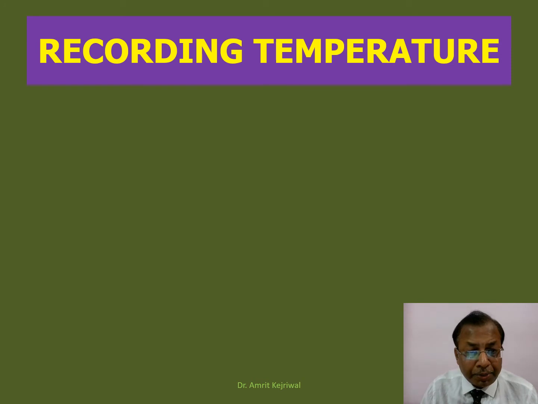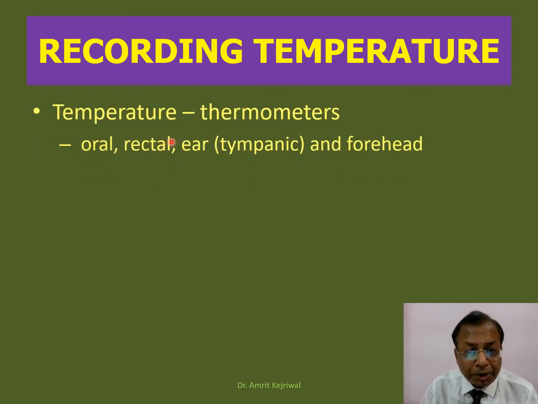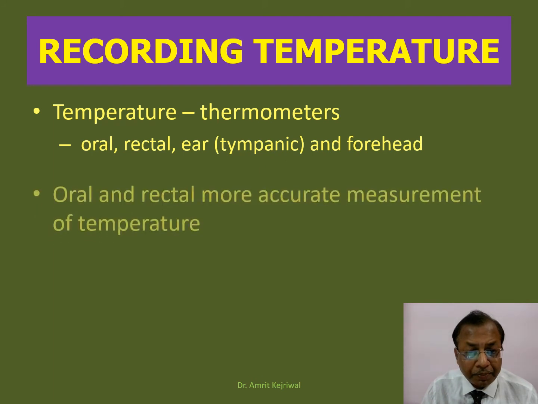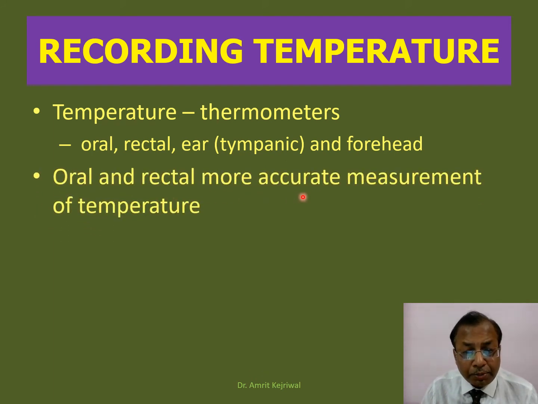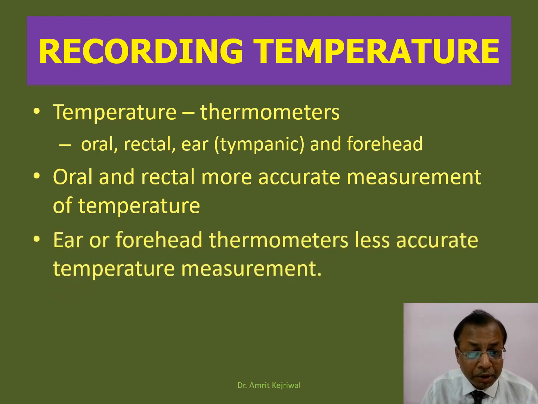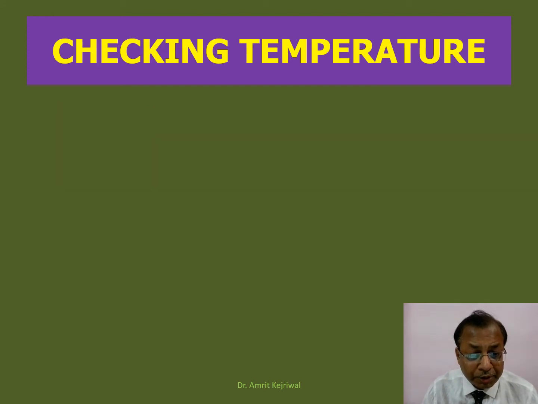So when you have to record the temperature, the temperature can be recorded by thermometers. Thermometers are available for various sites which can be applied: oral, rectal, ear, that is tympanic, and forehead. Oral and rectal temperatures are more accurate measurements, but we must understand oral is acceptable. You can't go and measure rectal temperature of each and every patient. Very inconvenient and embarrassing. Ear and forehead thermometers are less accurate for temperature measurement. So mainly the oral is advisable. And sometimes, obviously, the same oral thermometer can be used for axillary temperature measurement.